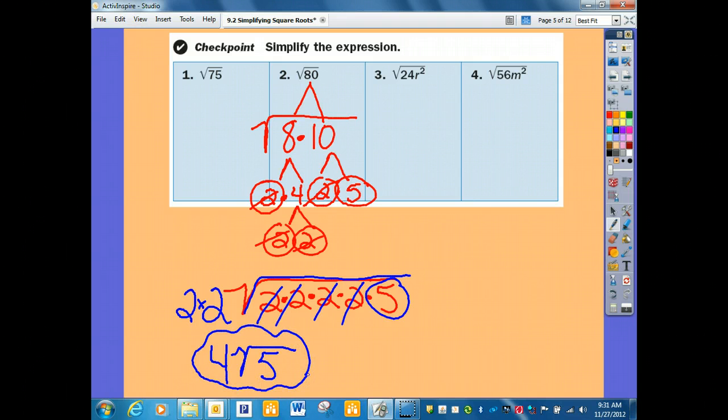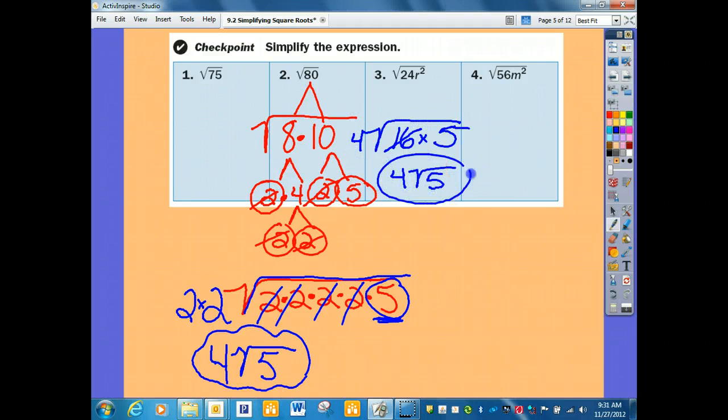So what does this tell me? If I have a 4 out here, what's 4 times 4? 16. Does 16 go into 80? How many times? 5 times, right? So 16 times 5 is how we could have broken it down if we did the greatest perfect square, because square root of 16 is 4. You would end up with 4 times the square root of 5 again. See how it works both ways? You can reverse it. All right, number 3.